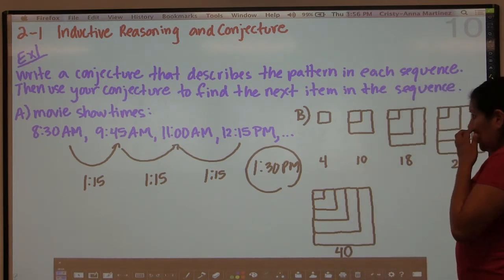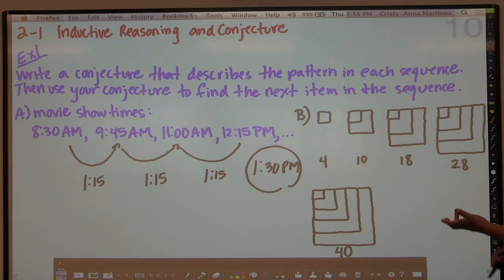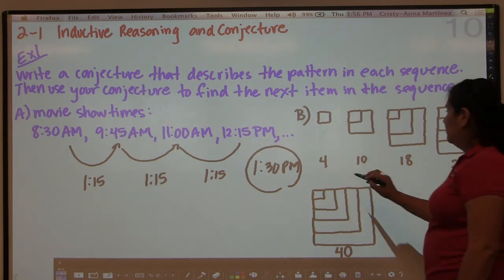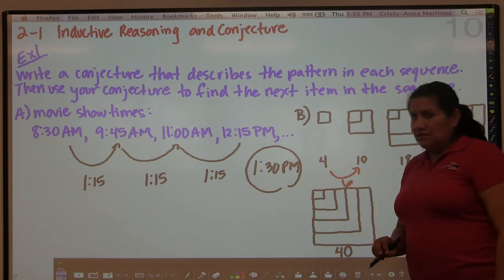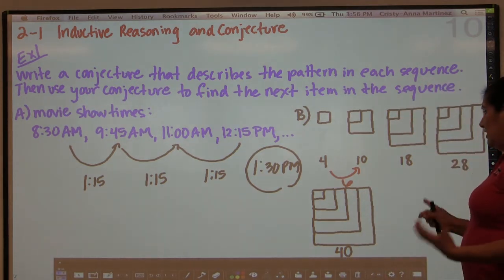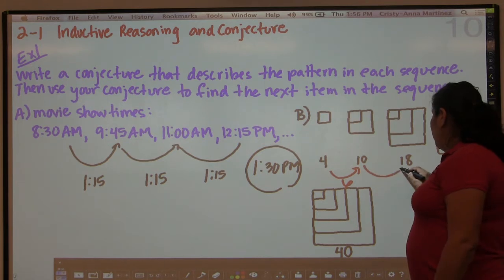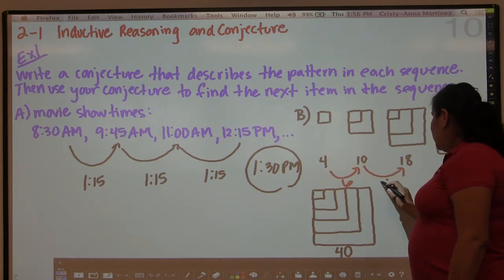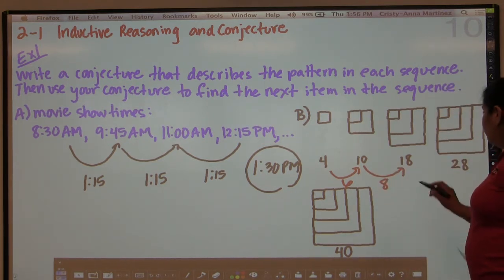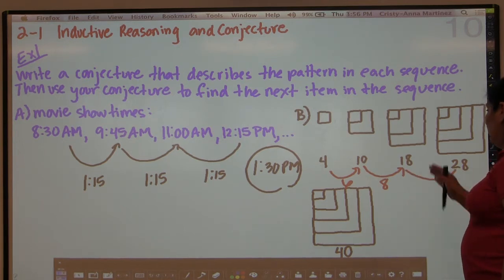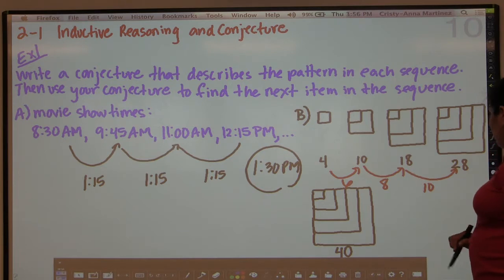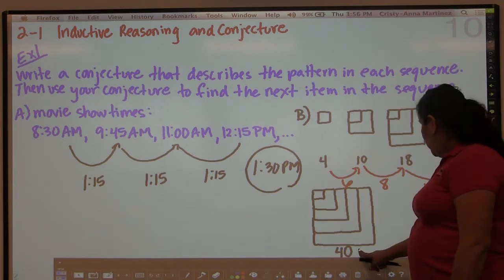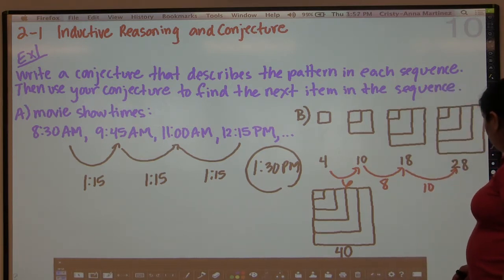So now what we need to do is see what the pattern here is. So we're going to look at the numbers themselves. From 4 to 10, that is a 6 unit difference. 10 minus 4 is 6. And then here from 10 to 18, that's an 8 unit difference. And then from 18 to 28, you have a 10 unit difference. And then from 28 to 40, you have, what, 12?